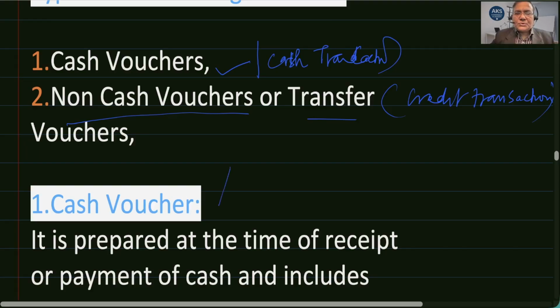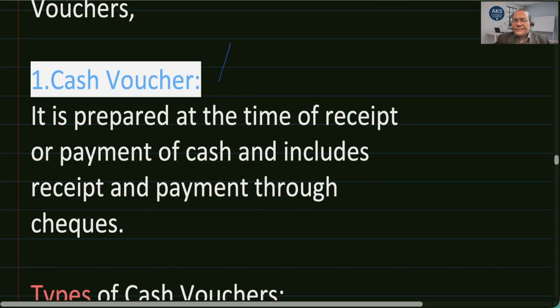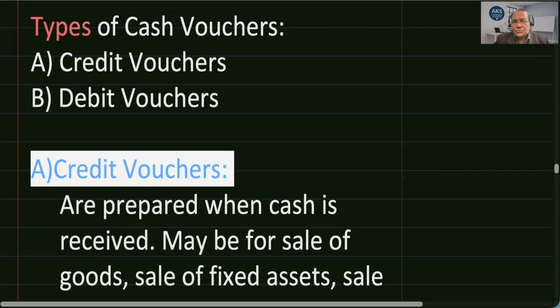Now, what are cash vouchers? It is prepared at the time of receipt or payment of cash, and includes receipt and payment through check. So both cash as well as check are paid attention to. At the time of receiving or making the payment of cash, we have to make an entry, or a cash voucher is prepared. Now let us see the types of cash voucher: credit voucher and debit voucher. What are credit vouchers and what are debit vouchers?